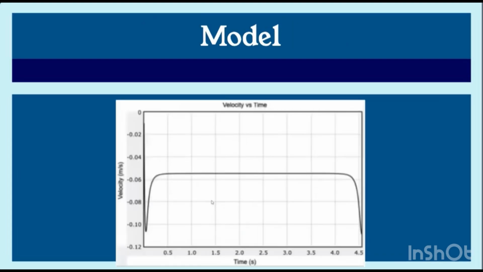And here's the graph we got from GlowScript. We can see that it took a little bit of time for the velocity to reach its constant value, but after it does, it remains pretty constant throughout the entire fall through the tube, and then once it exits the tube, the velocity falls off just a little bit.